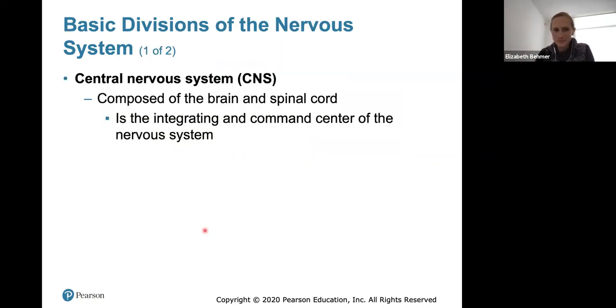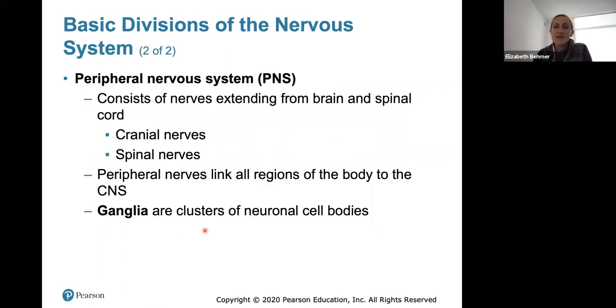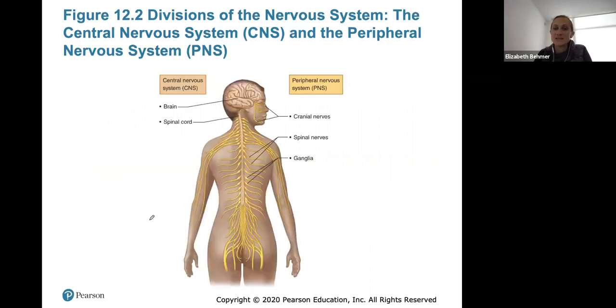We divide the nervous system into the central nervous system, which is your brain and spinal cord. This is the integrating and command center of the nervous system. The peripheral nervous system consists of the nerves extending from your brain and spinal cord, like your cranial nerves and your spinal nerves. The peripheral nerves link all regions of the body to your central nervous system. Ganglia are parts of the peripheral nervous system that are clusters of neuronal cell bodies. So here we have the central nervous system, the brain and spinal cord, and the peripheral nervous system: cranial nerves, spinal nerves, and the ganglia, which are clusters of cell bodies. Cranial nerves come off the brain, and spinal nerves come off the spinal cord.